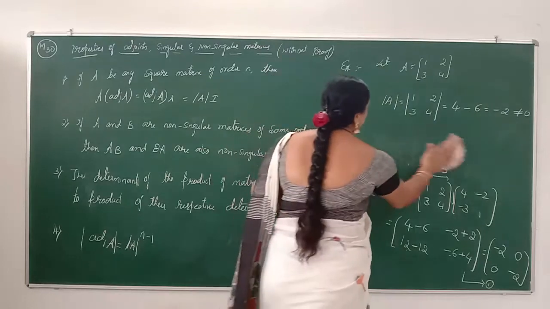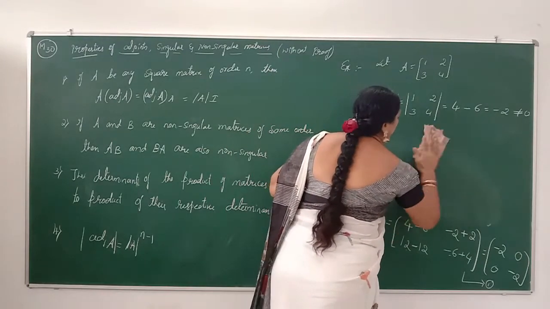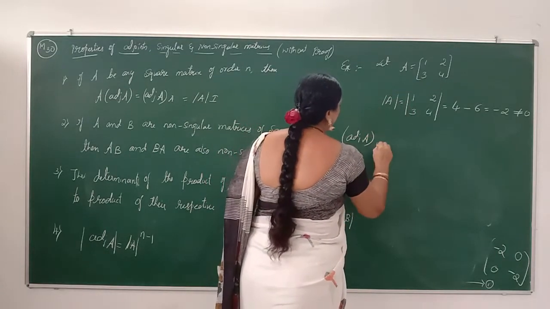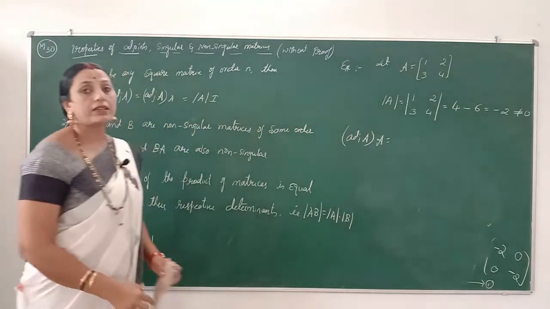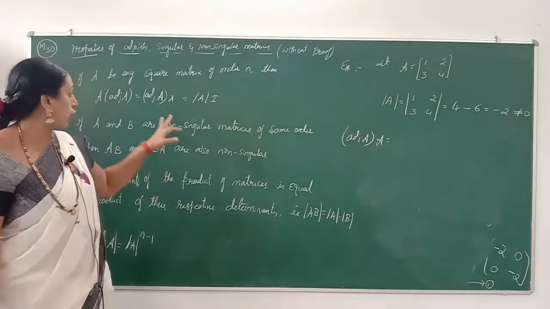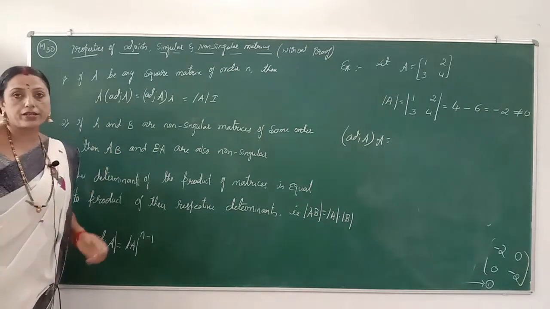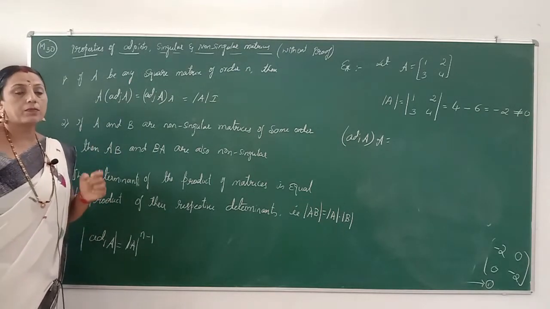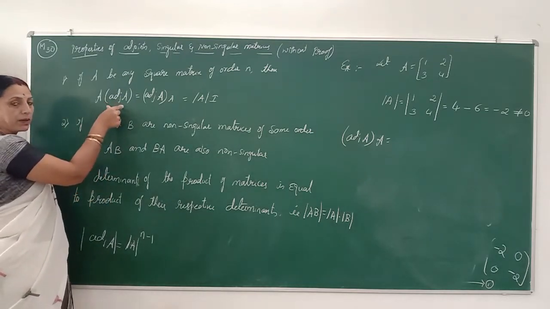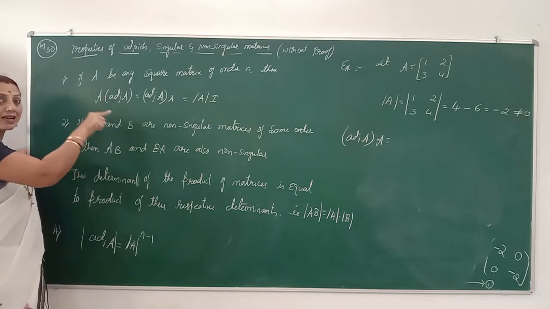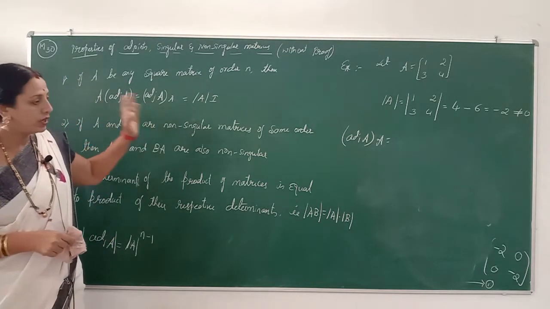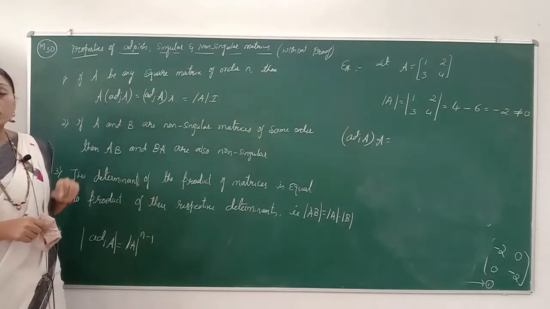Similarly, the second condition is adjoint of A into A. Multiplication of two matrices is non-commutative, so we will verify that A into adjoint of A equals adjoint of A into A. As we already know, the product of two matrices is generally non-commutative. But here we are multiplying a matrix with its own adjoint, and in this condition both are commutative. Therefore we just verify that these are equal to each other.